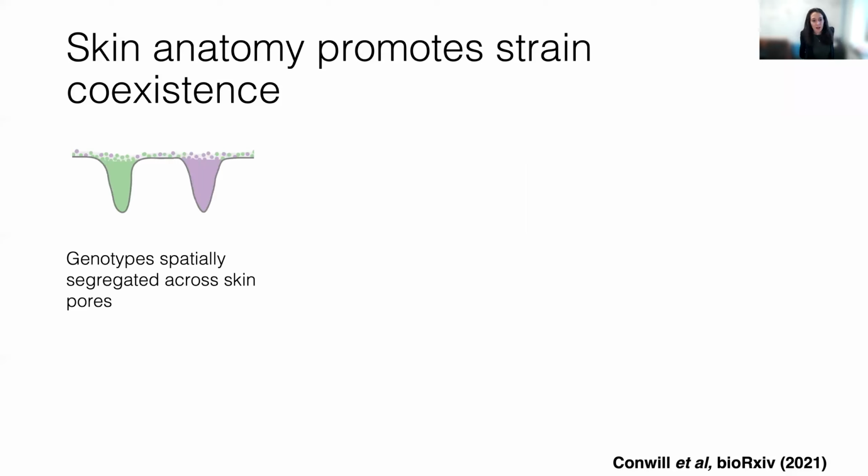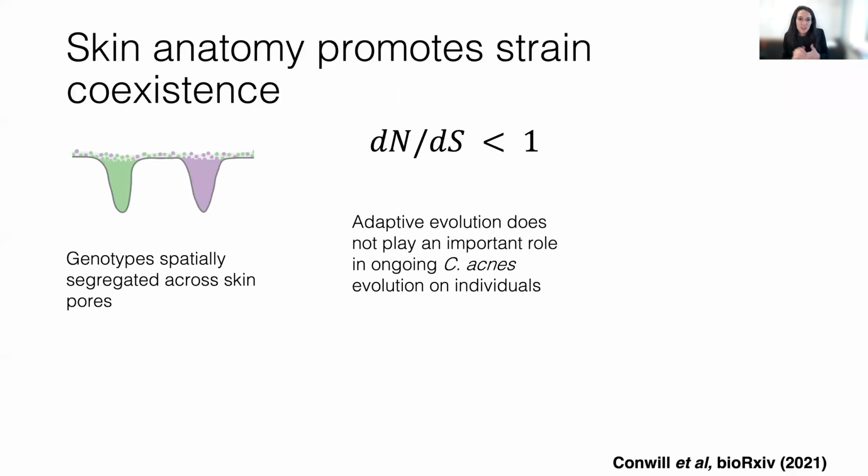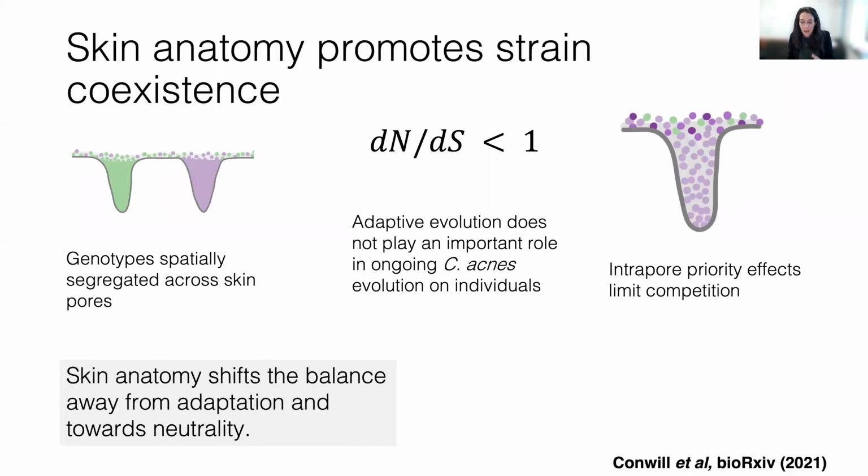All right, so what we see is that genotypes are spatially segregated across pores. We don't see a strong signature for adaptive evolution for C. acnes. And there's a strong intrapore priority effect, which may explain this coexistence by limiting competition. And we think this is kind of cool because it's a case where the actual physical structure of the skin can maybe promote coexistence and change ecological and evolutionary trajectories.